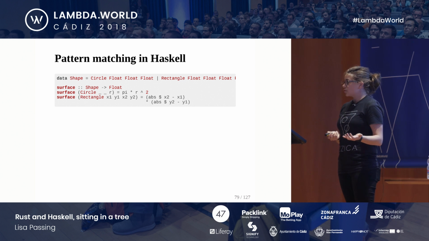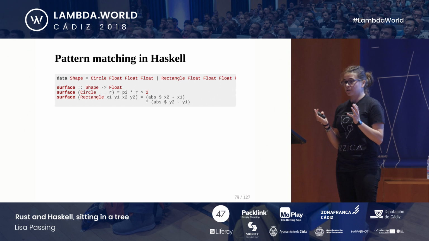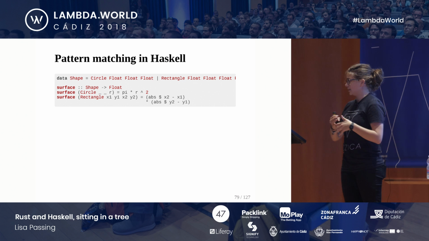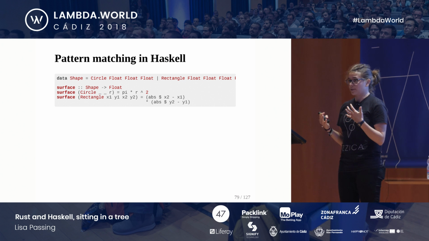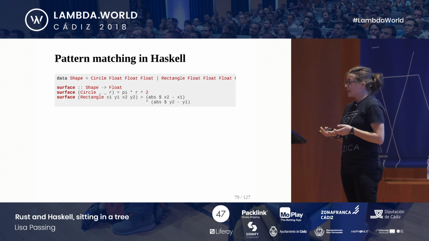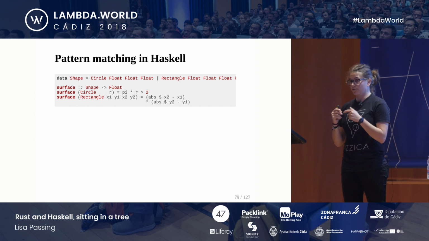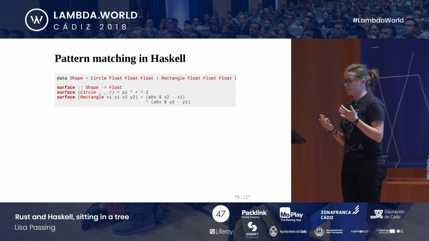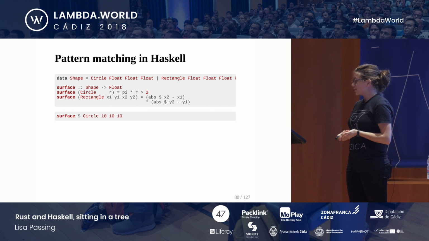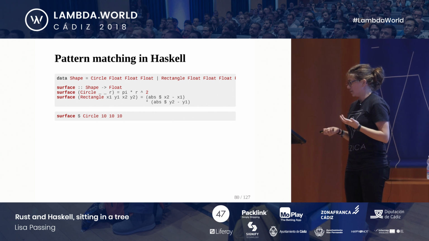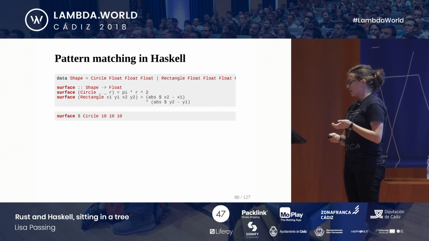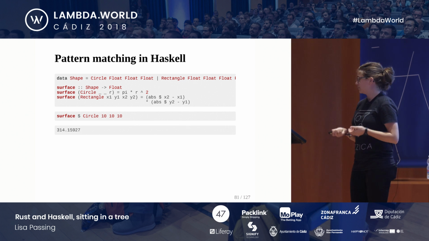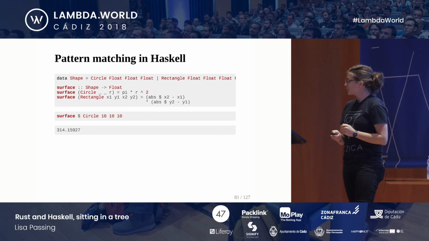And then we can say surface, and if we match it on a circle, we're only interested in the last argument, which we take as the radius, and then calculate the surface of the circle. Or if it's a rectangle, we use the floats as the upper left point and the lower right, and then calculate the surface area of the rectangle based on this. So that's pretty cool. And if we call surface with a circle of 10, 10, 10, then 10 would be the radius that we use, and then we get this back. I'm not going to read the number.